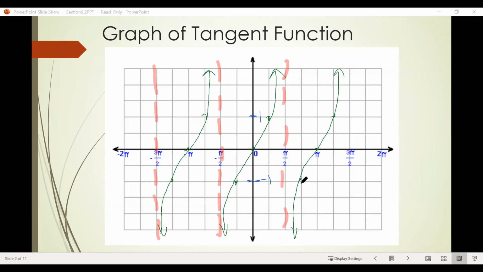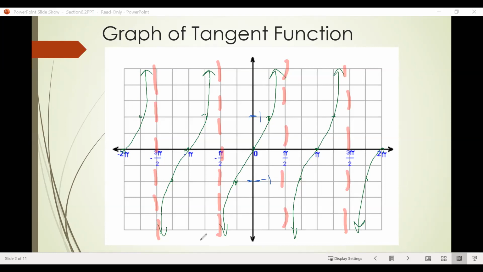Okay, and of course the function would continue in each direction. Can't quite draw forever. Whoops, that's not what I want to do. So we get something that looks like, not that either, something that looks like this here, and then this here.